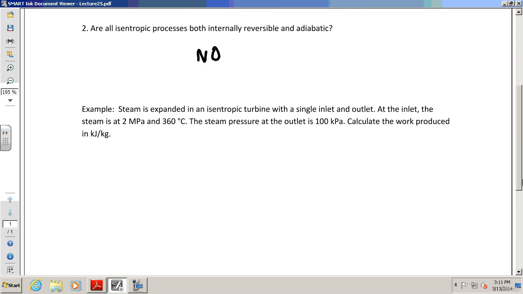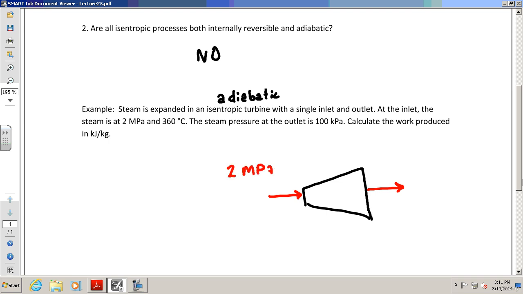Okay, so let's do this one real quick here. We don't have a lot of time, but I think we can get this done. Very simple. Steam is expanded in an isentropic turbine. In this case, we're going to assume it's also adiabatic. It turns out we kind of have to do that to make this simpler for us. Okay? An isentropic adiabatic turbine with a single input and a single output. At the input, you got steam at 2 megapascals and 360 degrees Celsius. And at the output, you got a pressure of 100 kilopascals.